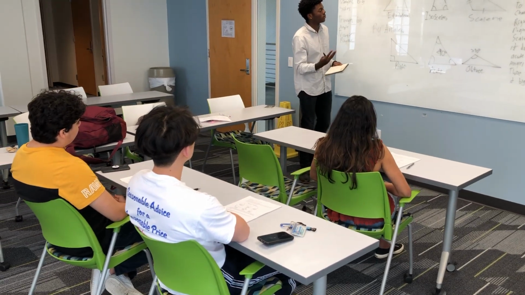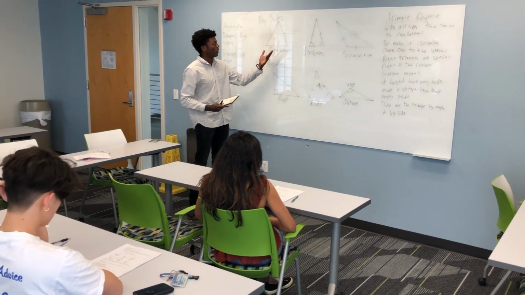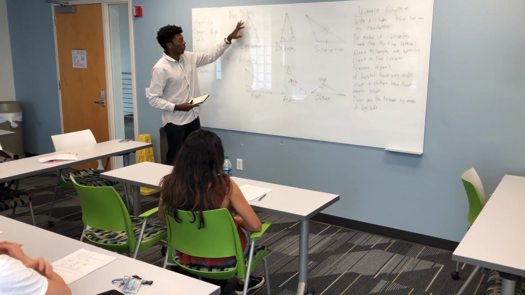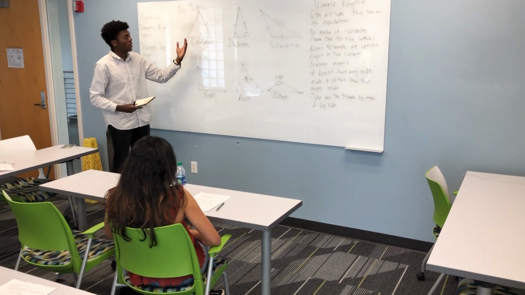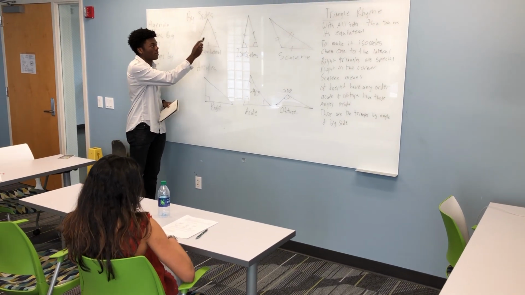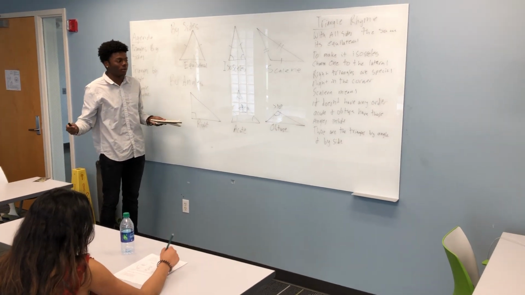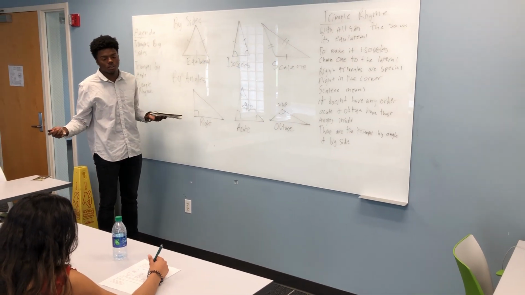So there's three types of triangles that you can identify by just their sides. There's the equilateral triangle, which has all three of the sides the same length. Now these lines actually mean that if two sides have the same line, that just means they're the same length. It's just a way to represent that in easier terms.